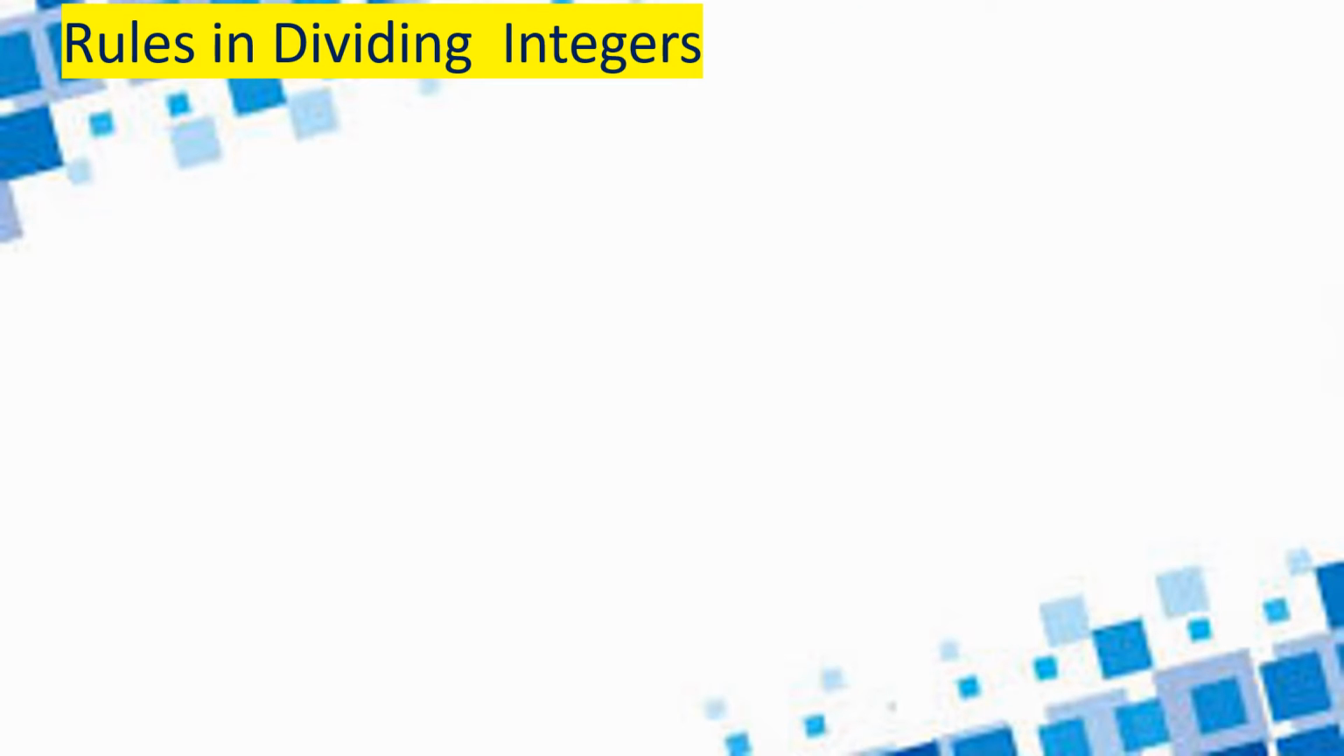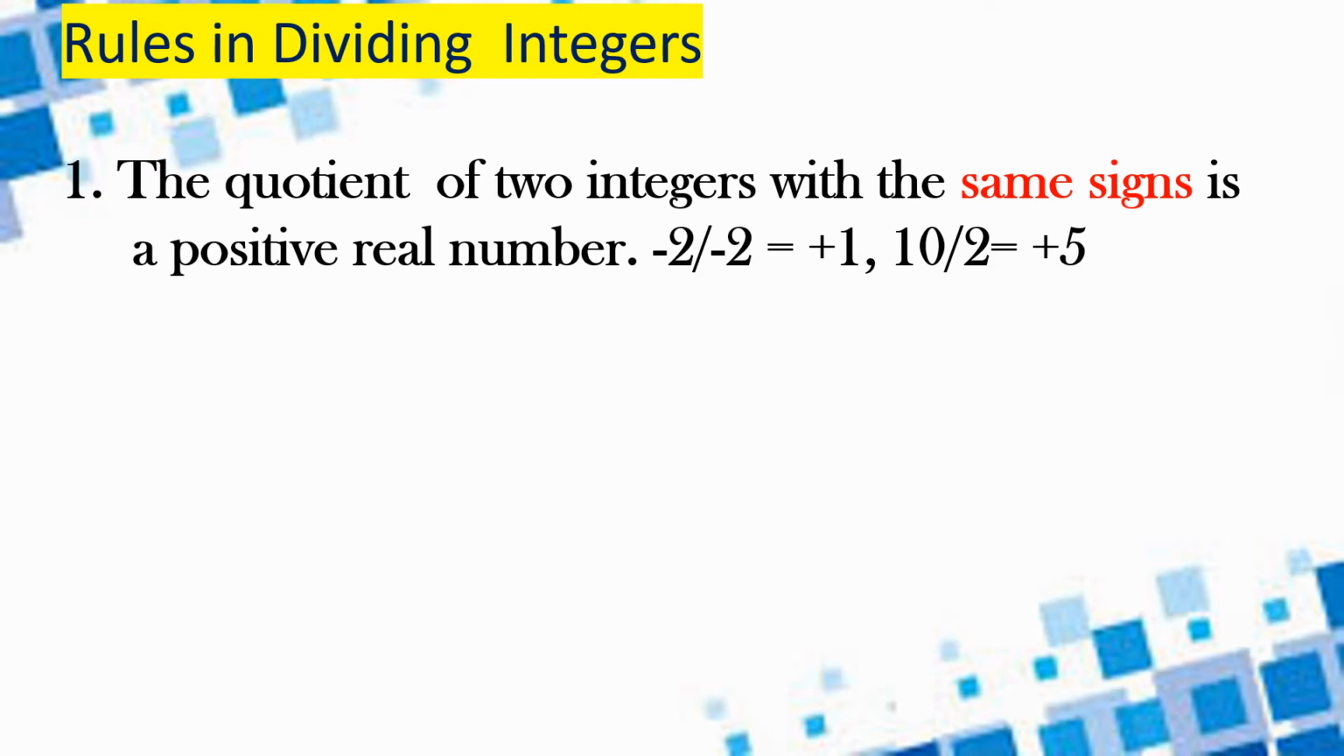There are rules in dividing integers. Number 1, the quotient of two integers with the same signs is a positive real number. Example, we have here -2 divided by -2. Parehong negative. Of course, how many 2 do we have in 2 itself? Di ba isa? Alright. And that is positive 1. So, sabi kasi dito, the quotient or the answer of two integers with the same signs is a positive real number. So, that's why -2 divided by -2 is positive 1 or 1.